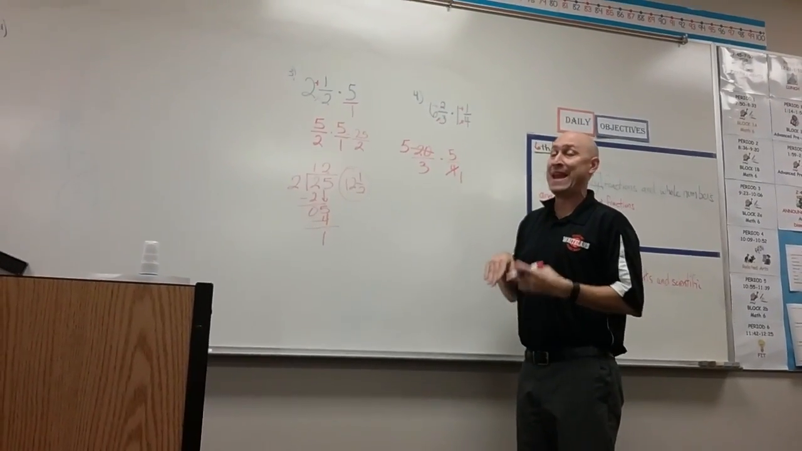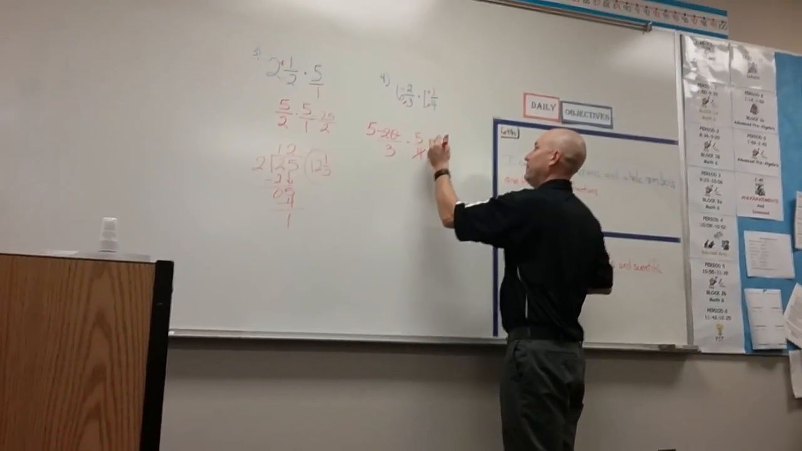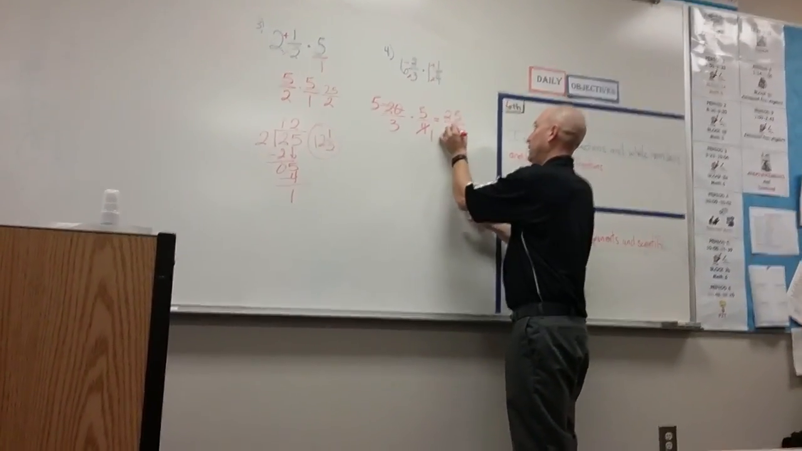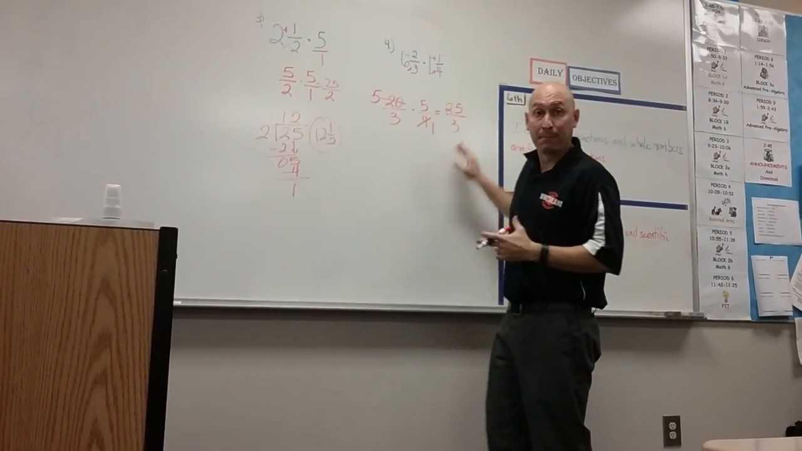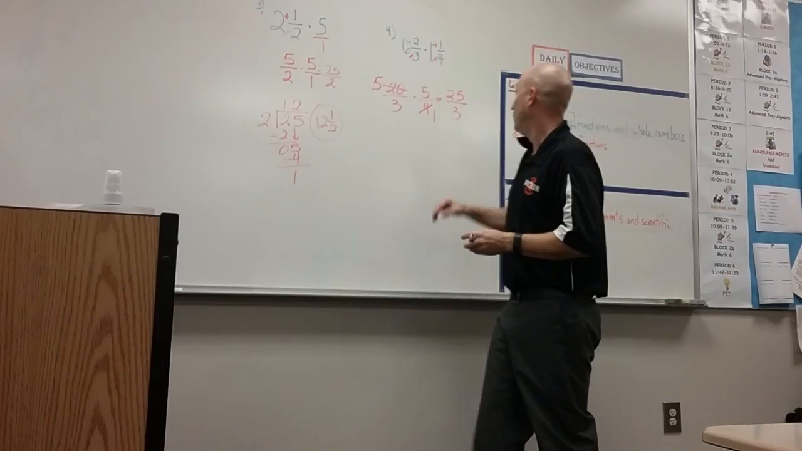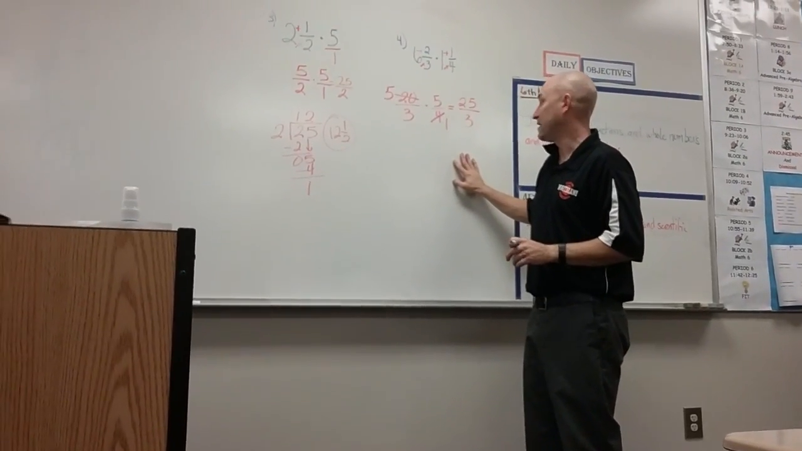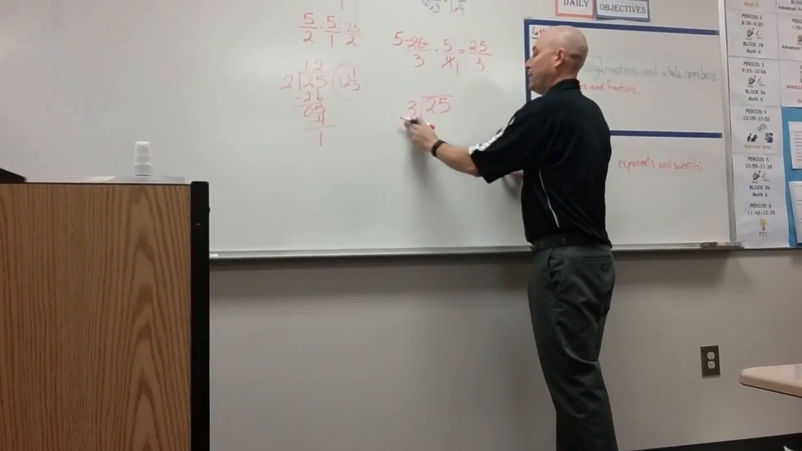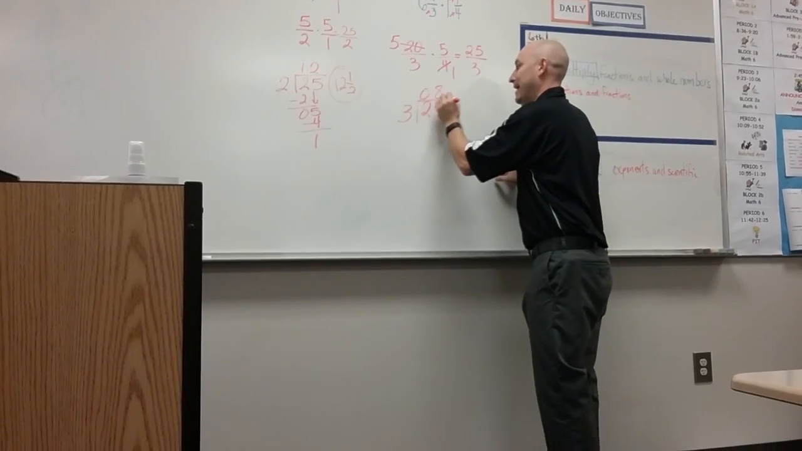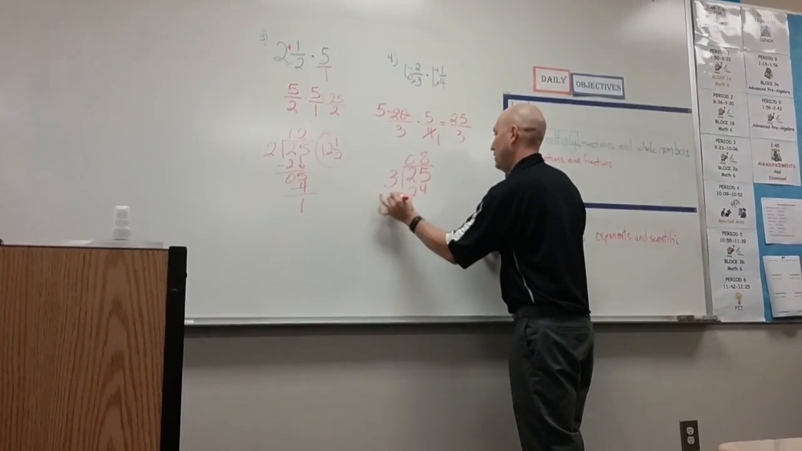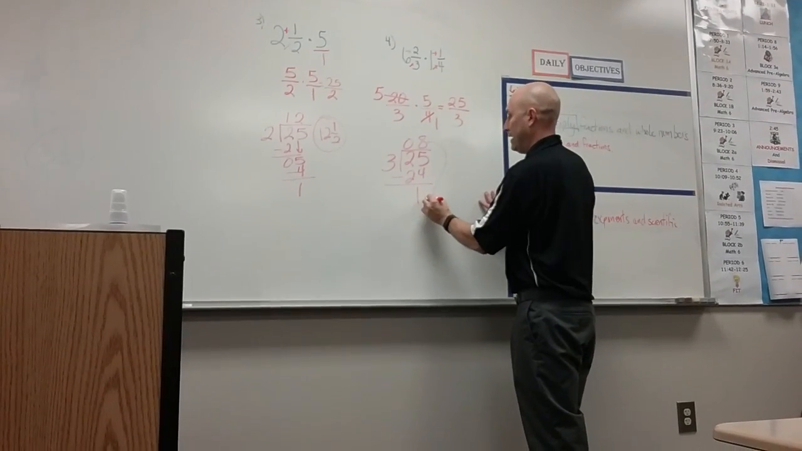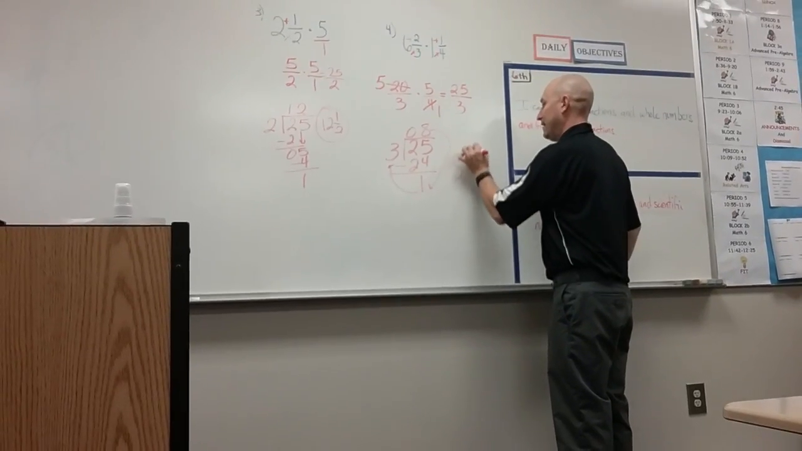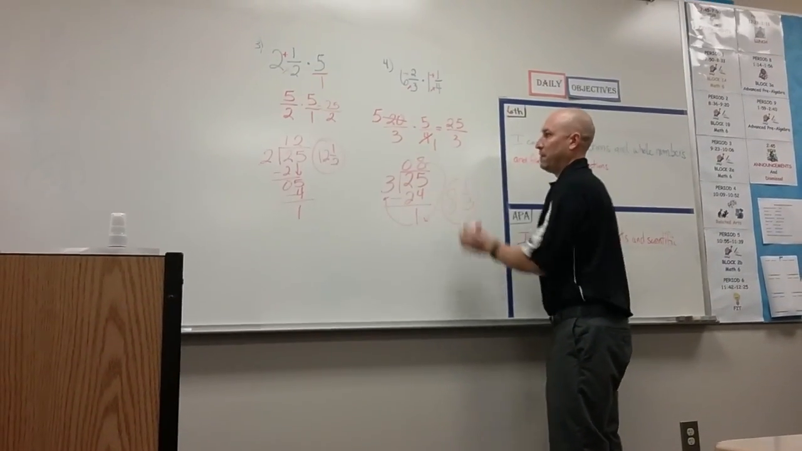Once I've cross-canceled, now I can multiply straight across. 5 times 5 is 25. 3 times 1 is 3. I've got an improper fraction, so my final step would be to convert it back into a mixed number by using division. 25 divided by 3. 3 goes into 25 8 times. 8 times 3 is 24. 1 left over. I read it like I'm going around a clock from the 12 to the 6 to the 9, and my answer is 8 and 1/3 is my final answer.